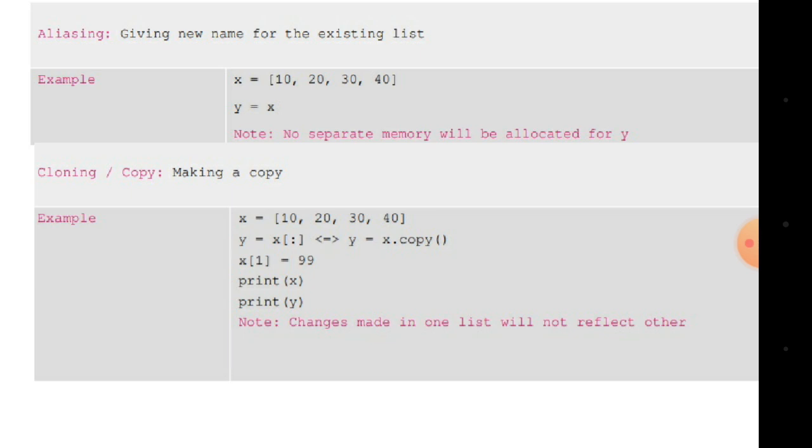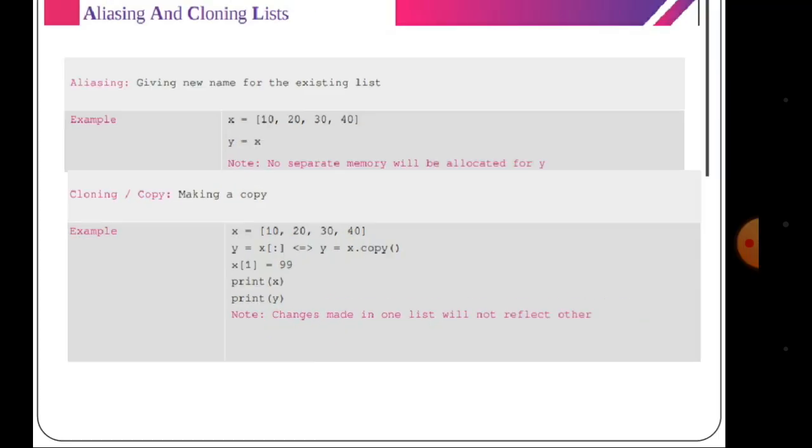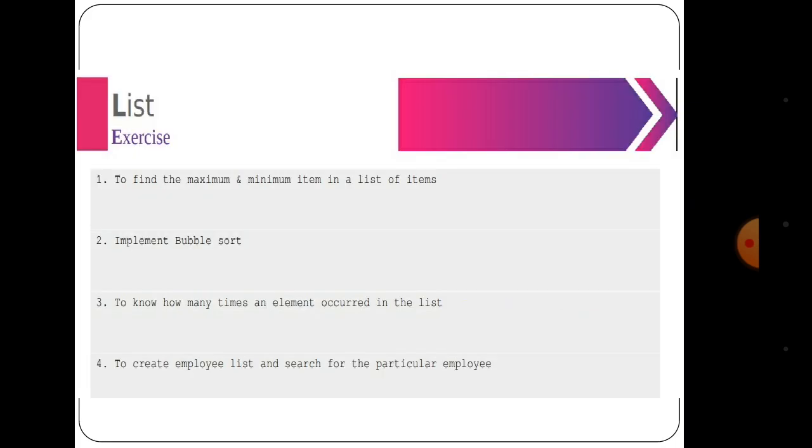Okay, so these are the operations where we can do aliasing and make a cloning of that list. If these are new to you, just go through it once. If you do not understand, just comment in the comment box, and I will help you out.